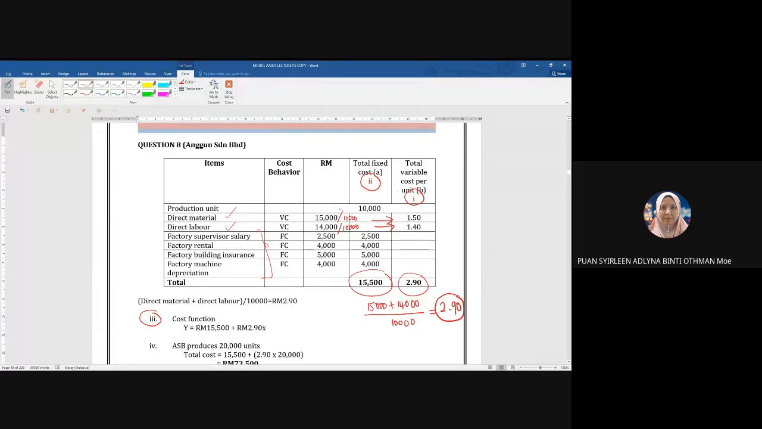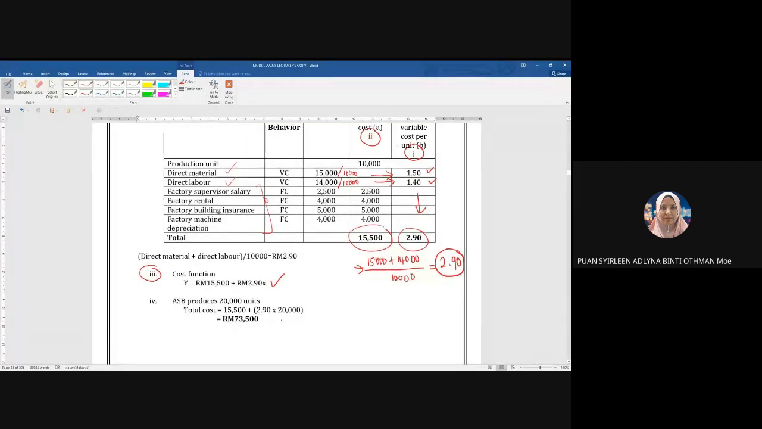Okay, so yang ni kalau kita kira separately, lepas tu you tambah, ataupun you tambah di awal and then you divide, you terus dapat total untuk the whole item. Sama je, mana-mana satu pun still diberi markah. Okay, so my cost function is 15,500 plus RM2.90X. So bila I gantikan X bersamaan dengan 20,000 units, so my total cost will be 73,500 ringgit.